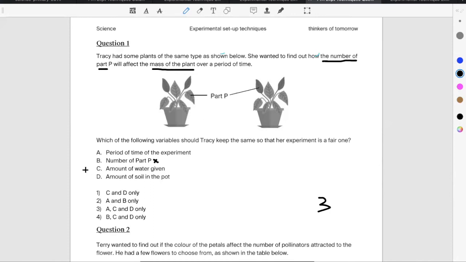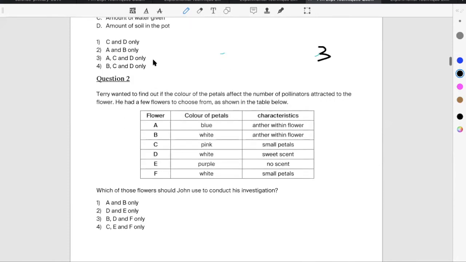All right. Now, then it says Terry wanted to find out if the color of the petal, so whatever you do, the color must be different, and how it affects the number of pollinators. Pollinators are like your insects or birds that love to visit the flower for nectar, right? So they are called pollinators because they help to pollinate flowers. That's all you need to know. So the colors are different, and they want to see how it will affect the number of pollinators attracted to the flower. So which of those flowers should he use?